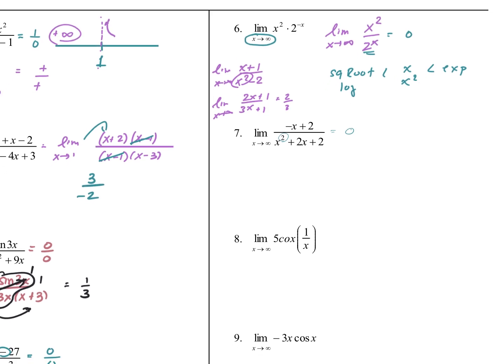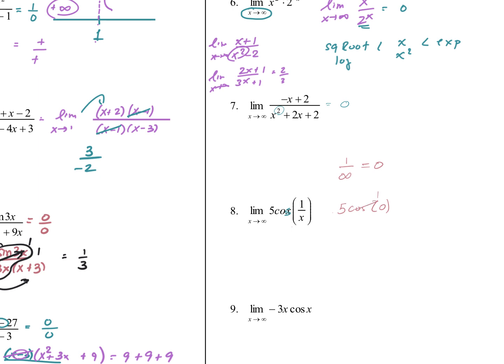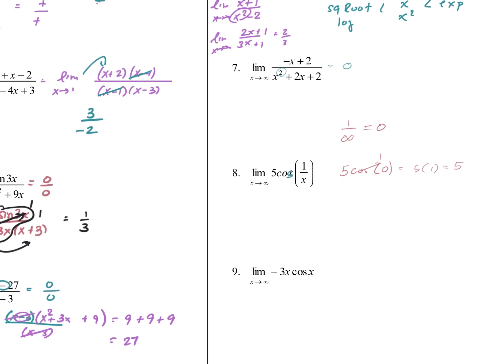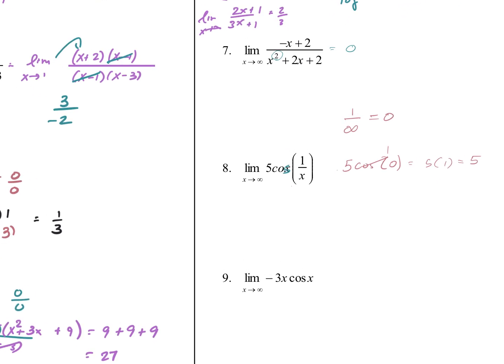Number 8 is cosine of x, or cosine, I should say. So plug in. This is weird. We need to know that 1 over infinity goes to 0. So really when I drop it in here, it's 5 times the cosine of 0. Evaluate the cosine of 0. Cosine of 0 is 1. 5 times 1 is 5. So you still want to plug in.